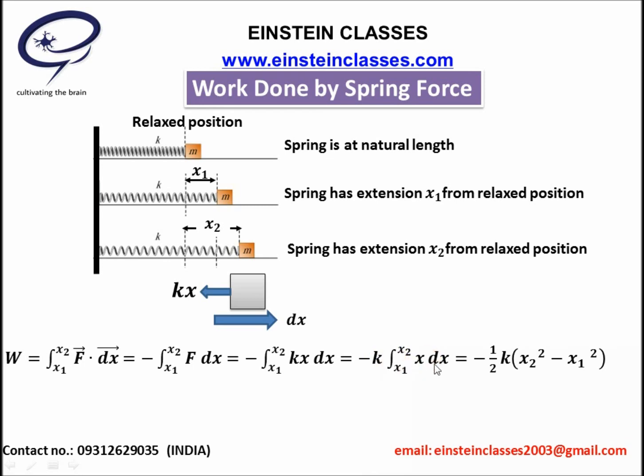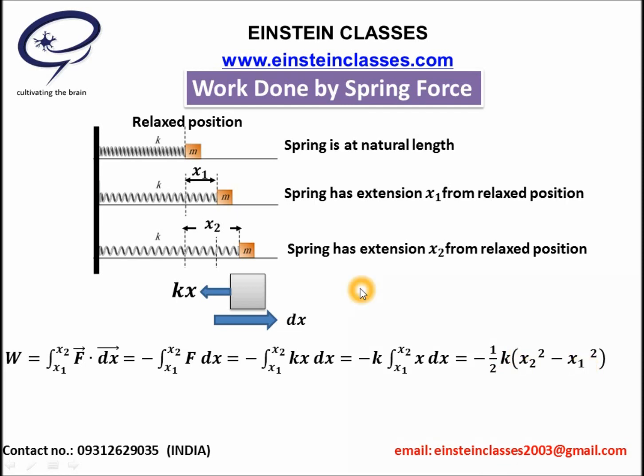Now we have to integrate this expression. The integration of this expression is given by x square by 2. Now the values of the lower limit and upper limit will be placed in the integration. After doing this, we get the work done by the spring force equal to minus half k into x2 square minus x1 square. This one is the general expression for the work done by the spring force. Hence, the work done by the spring force is given by minus half k into x2 square minus x1 square.